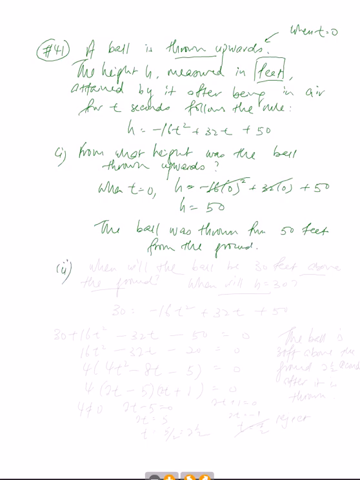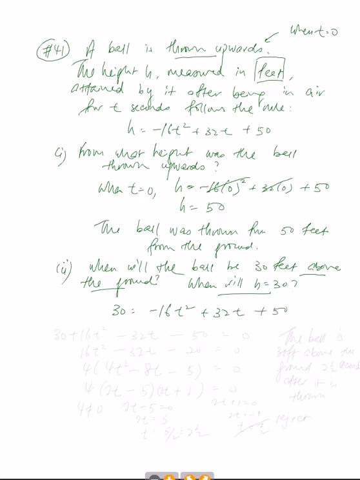Okay, second question. When will the ball be 30 feet above the ground? What this question is asking you is, when will h be equal to 30? So all you have to do is put 30 as your h, and equate it to the equation given to you, which is negative 16t squared plus 32t plus 50.